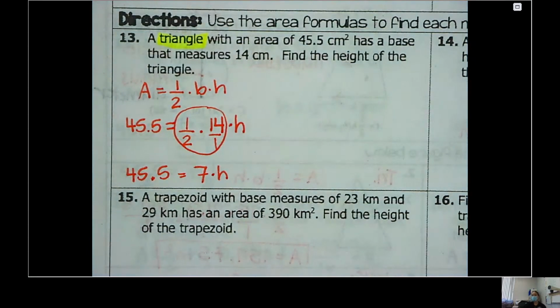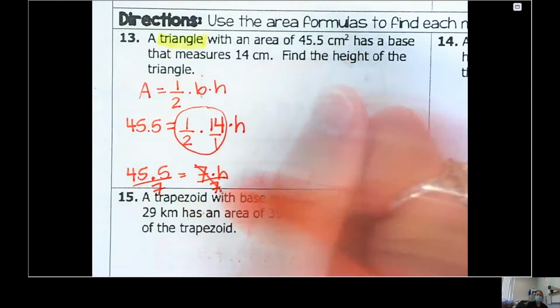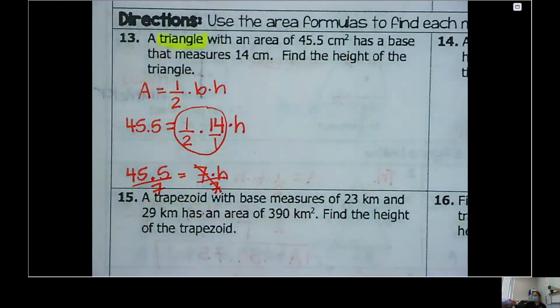How do I get that h by itself? Divide by 7. Yeah, so it's just an algebra problem and you're just solving for an unknown variable. So I'm going to divide both sides by 7. And whatever I get is the height of my triangle. So what's 45.5 divided by 7?